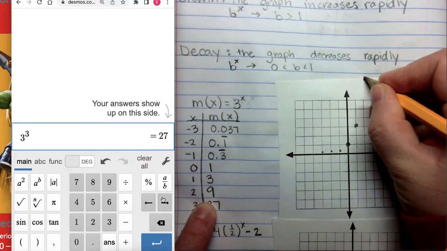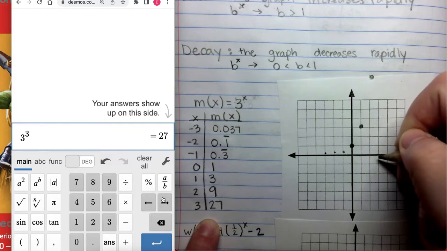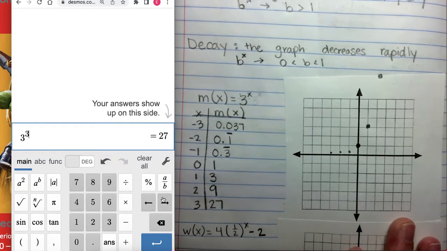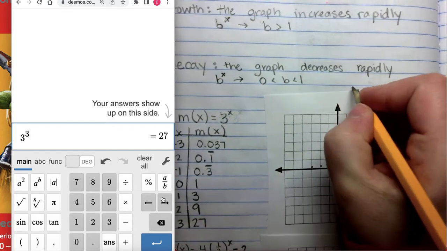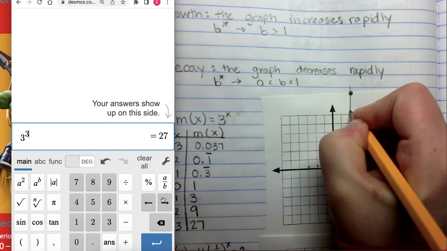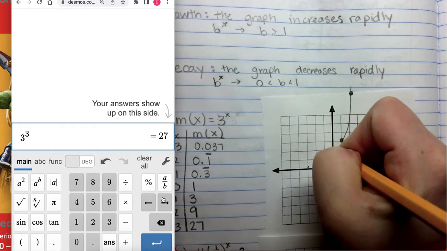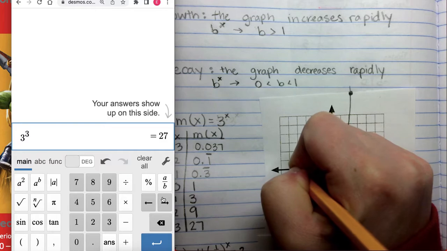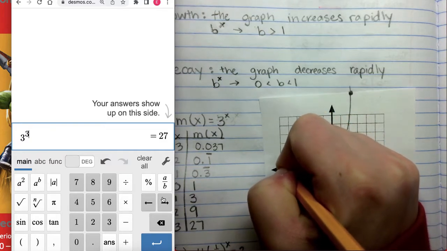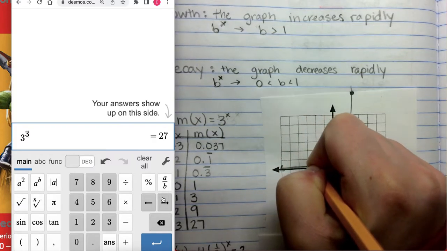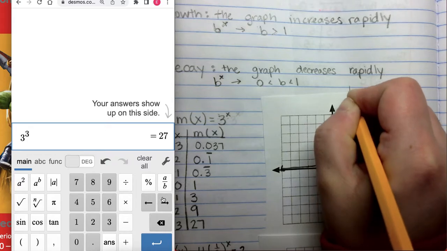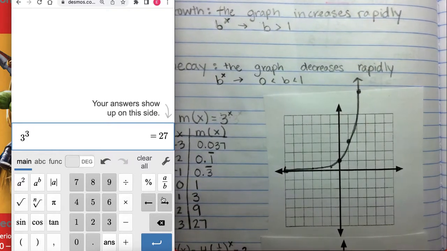So I'm going to estimate it's about here. And then we have 3, 27. So 27 is way up there. It's going to go way off the graph, so we won't plot that one. But then this is going to look like a curve. And this is going to get really, really small, but it's never actually going to touch that 0. That's called an asymptote. We're not going to talk too much about an asymptote today. But we get this curve where it's going to keep going up and up and up.